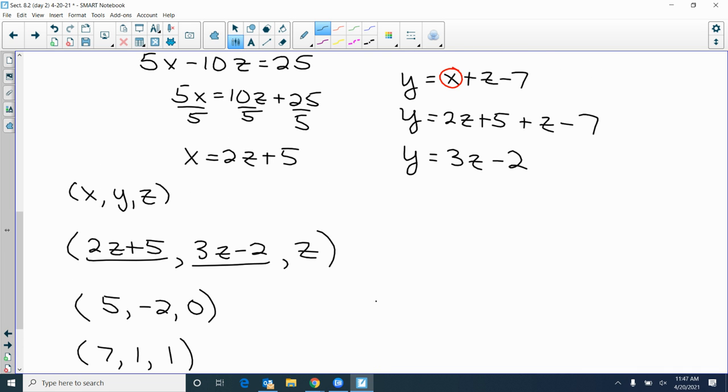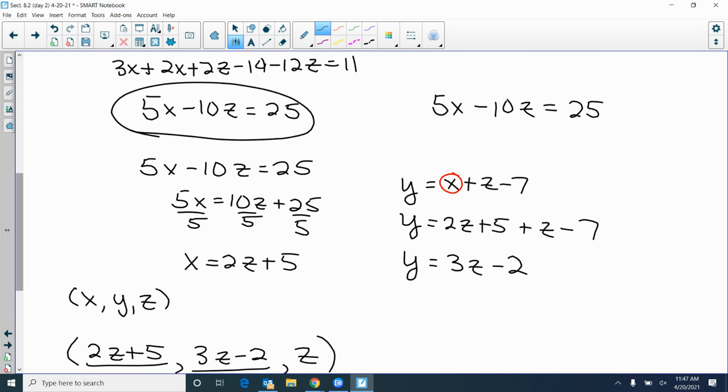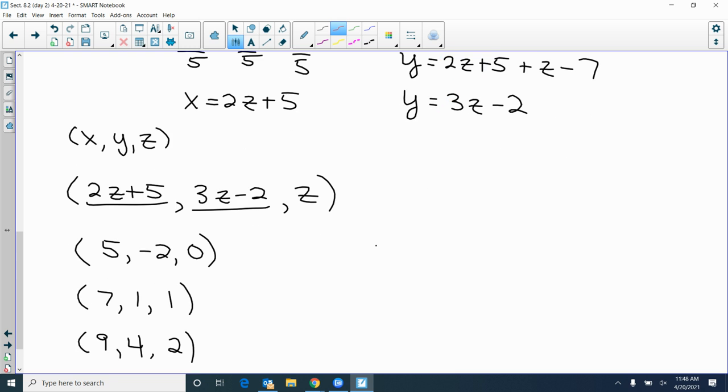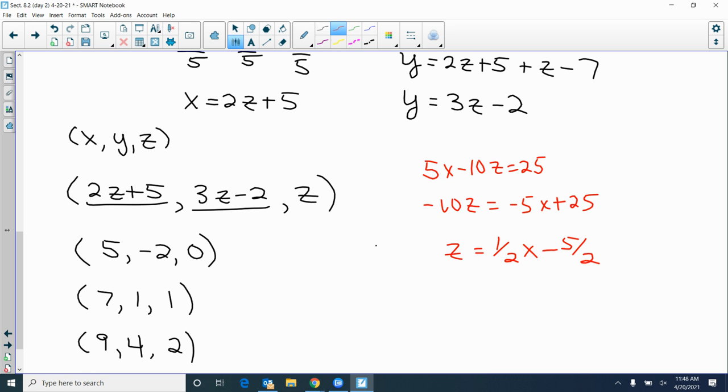It depends on what your two equations end up at the end, what you can write it in terms of. Because if this was 5x minus 10y equals 25, you could have done it the other way. What if I solve for z? Don't write this down, but I could have done 5x minus 10z equals 25. If I got z by itself, negative 10z equals negative 5x plus 25. Divide by negative 10. It gives me 1/2 x minus 5/2. You agree with that?